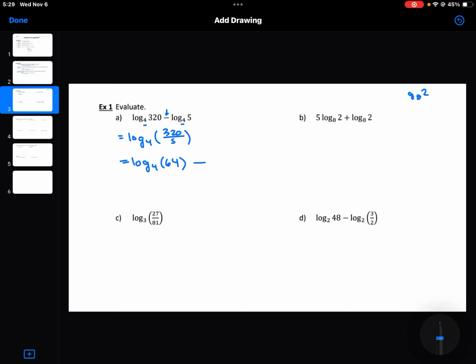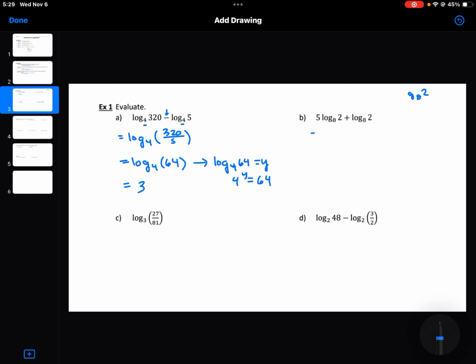Once I do that, I can now use the procedure that I did yesterday, and I'm going to set this equal to y. And then I'm going to rewrite it as an exponential expression to figure out what the value of that expression is. I know that the exponent 3 satisfies that equation, so that must mean that my log base 4 of 64 is equal to 3.